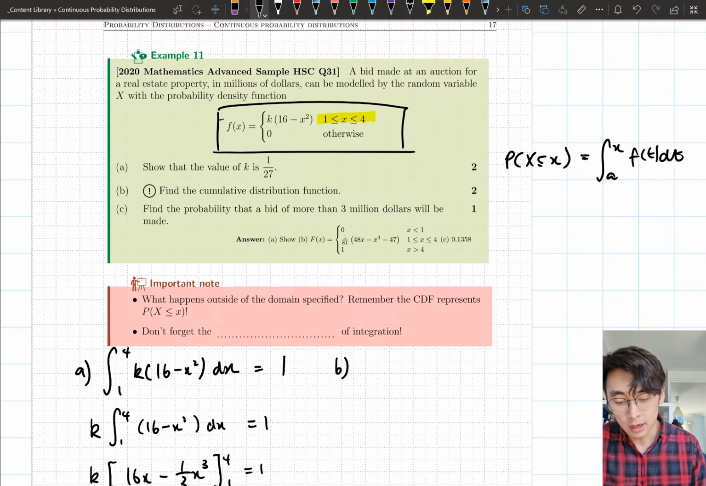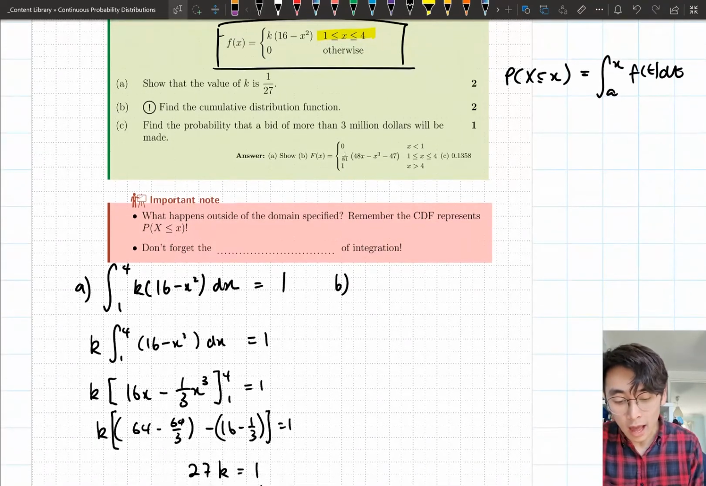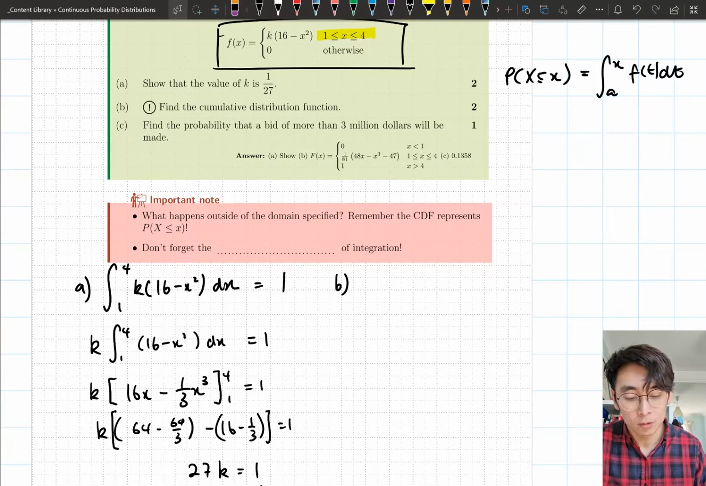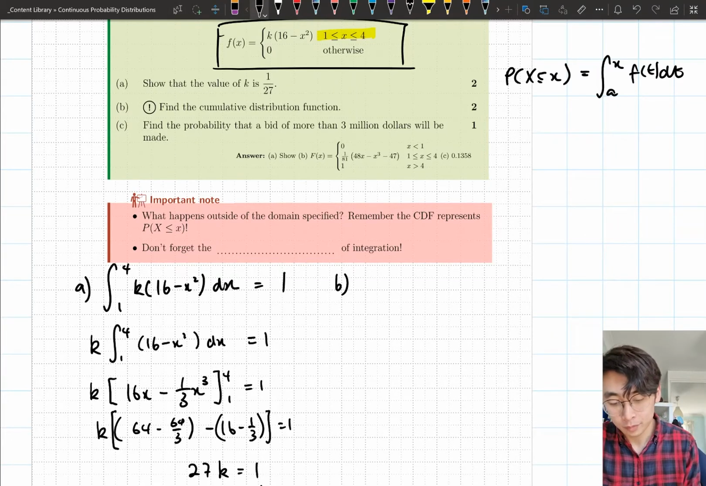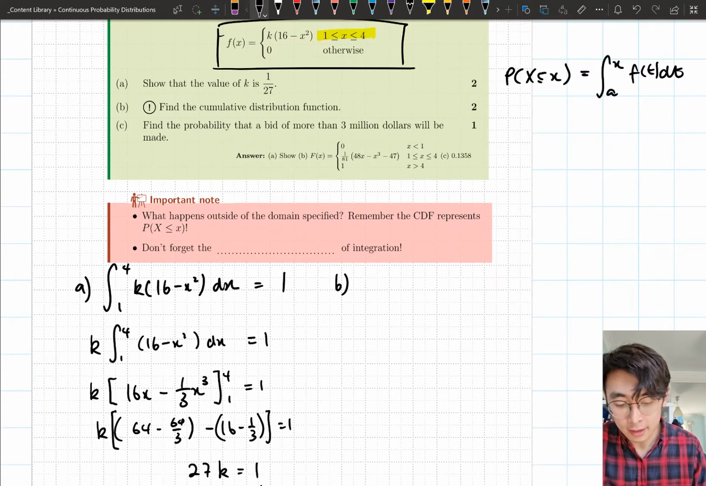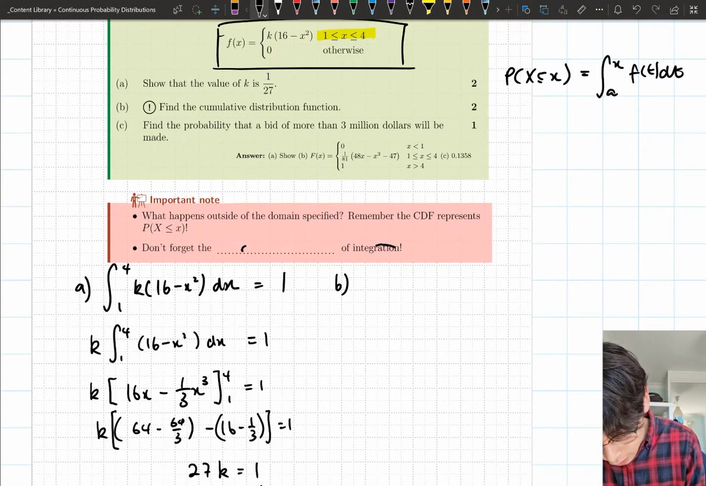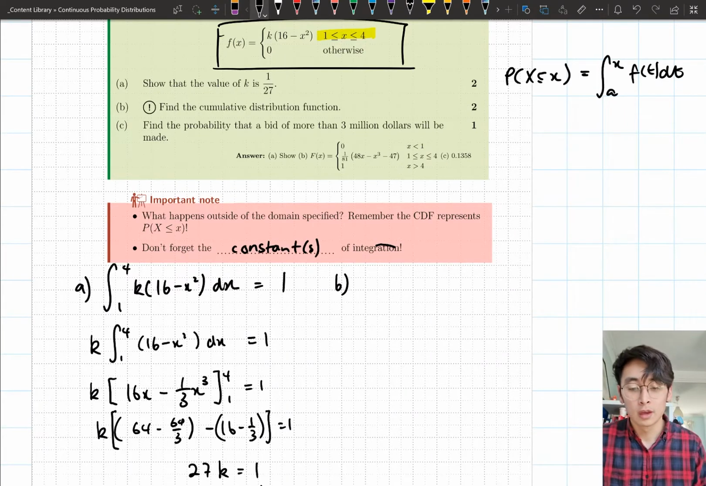Okay, now here, what we need to be careful of is what happens outside the domain specified. Remember, the cumulative distribution function represents the probability of X being less than or equal to our score. So we need to be really careful of scores that are above our particular score. Second thing is, don't forget the constants of integration. There might be more than one. So what we're going to do is integrate our particular function here.